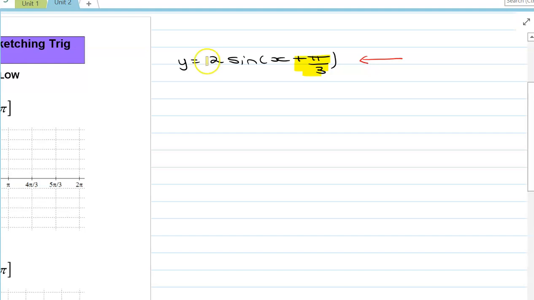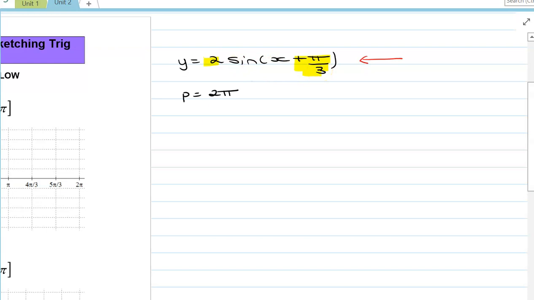We can also see that there's an amplitude of 2, and the value of b is 1. So therefore the period has to be 2 pi, because 2 pi over b, 2 pi over 1 is just 2 pi. So it just has a period of 2 pi. So it's going to be a regular sine graph with an amplitude of 2, but obviously this horizontal shift.